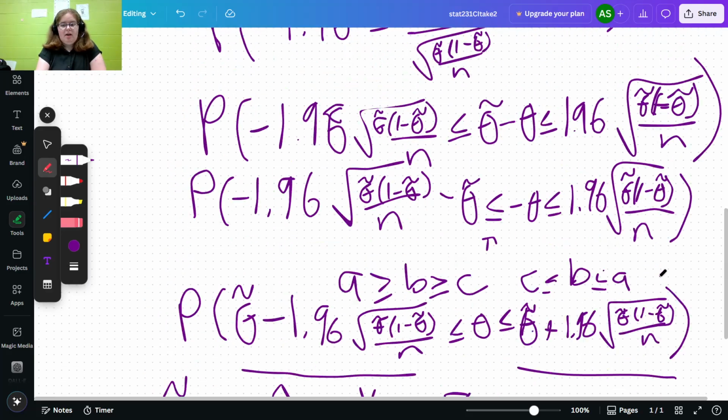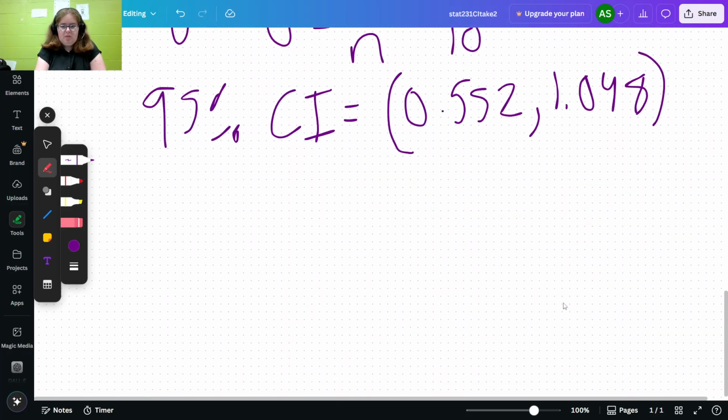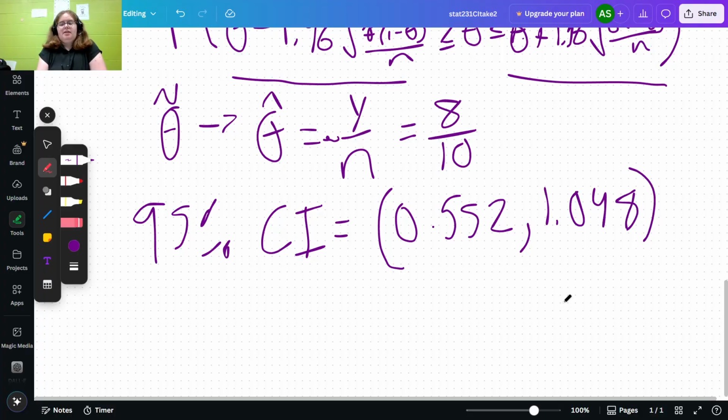So now our last part of the question is just to interpret the result and apply it to my question. So we have that our lower bound is 0.552. That's kind of like saying in our 95% guess of where theta might lie, the true value of my probability of getting a head on this coin is going to be between 55% and 105%.